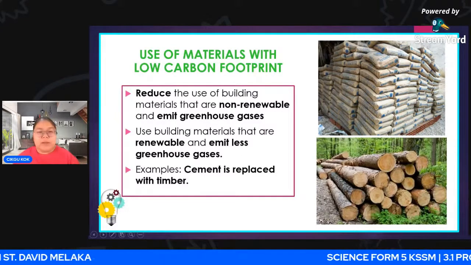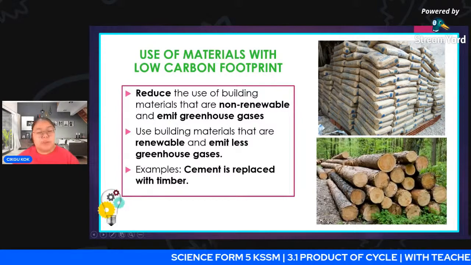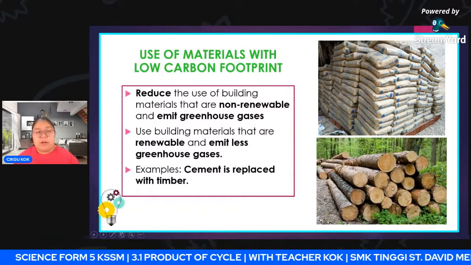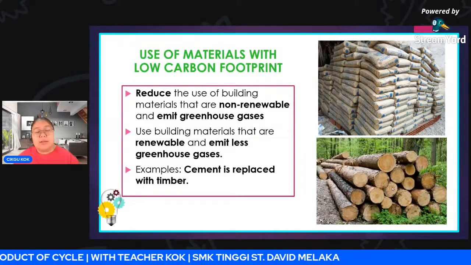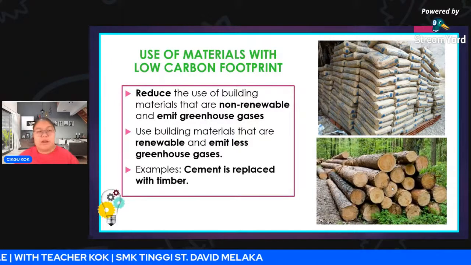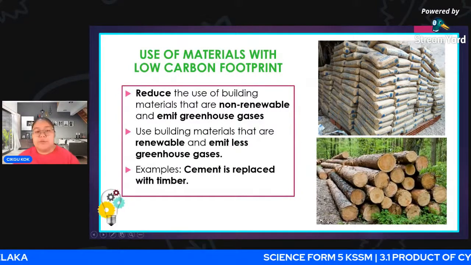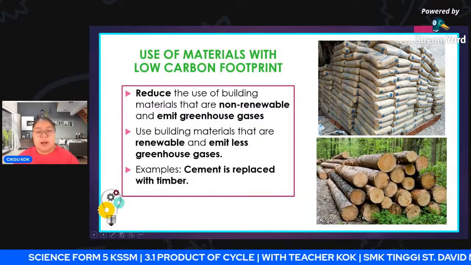For example, they replace the cement with timber. We start using timber. When you use timber, that means you need logging, so that means you need to cut down the forest, and after that you take the timber. So from here we need to reduce this situation, so we just replace it by using the cement. Okay, this is the first one, how we reduce the carbon footprint.